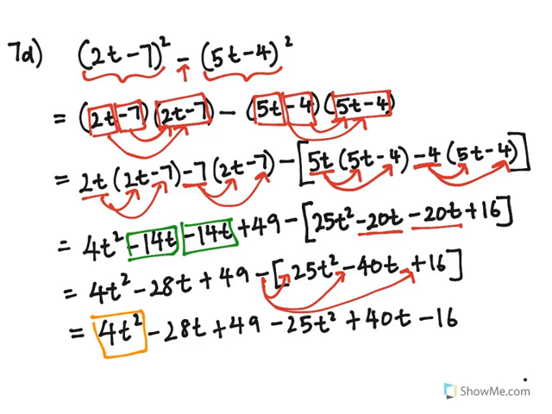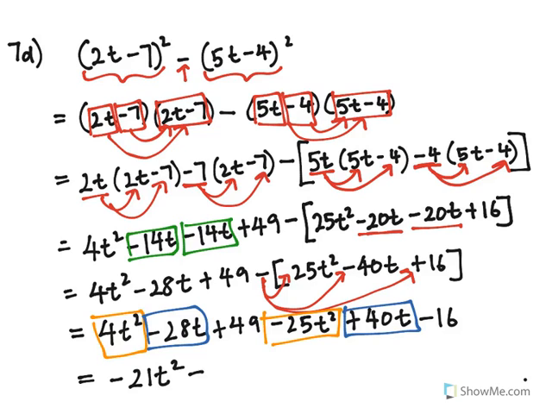You have a 4t squared and a minus 25t squared. So this will give you a total of negative 21t squared. Next you have your minus 28t and you have your plus 40t. So here, because a loss of 28 but a gain of 40, so you get plus 12t. And then you have your plus 49 and minus 16. Here you will get your plus 33. And then you are done.